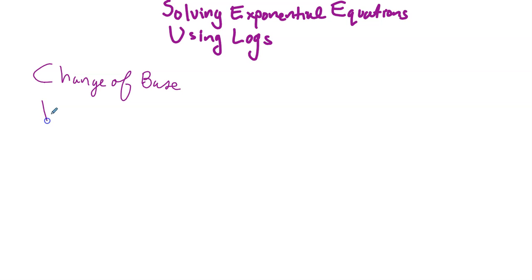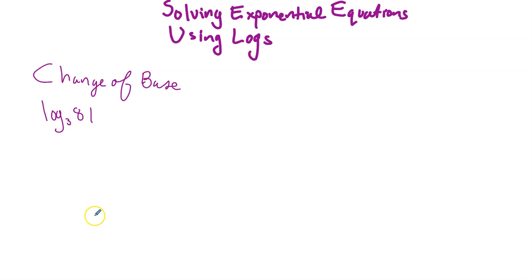So let's say we have log base 3 of 81. Now we know what the log base 3 of 81 is, right? Because a log is an exponent, and it's 3 to the power of what will give you 81. And so we know that that's equal to 4. But let's say we didn't know that. How would we work this out on our calculator?